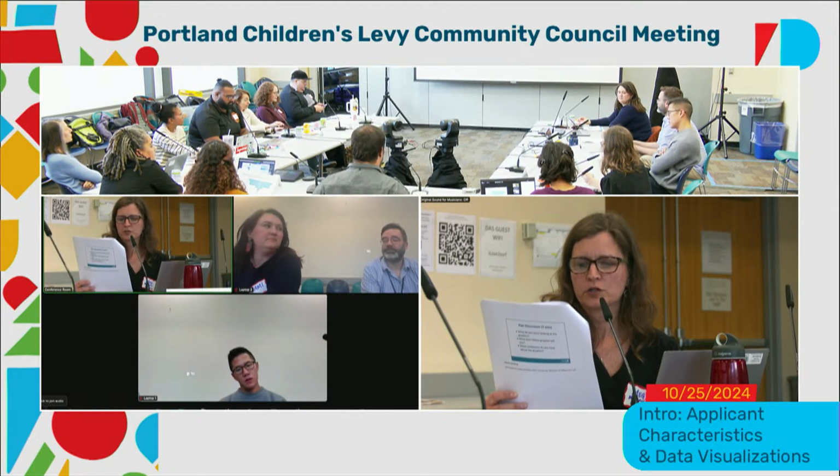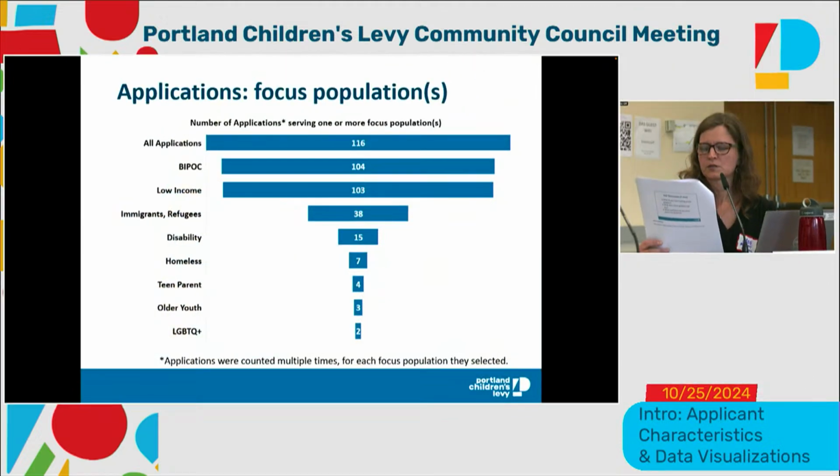So this graph shows the total number of applications received in 2019 and the total that proposed to serve one or more of these focus populations from that funding round. For example, in 2019, 104 of the 116 applications that the levy received proposed to serve Black, Indigenous, and children of color as a focus population. We're going to look at that more closely in the next few slides.